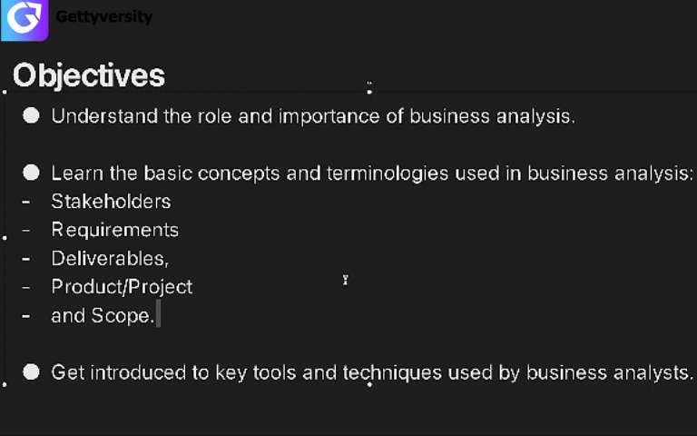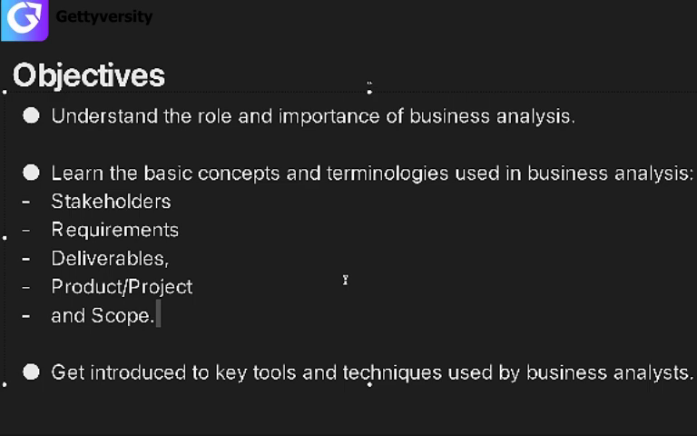So, the third role of a business analyst is to facilitate communication, right? Because a business analyst acts as a bridge between stakeholders and the development team. A business analyst ensures clear communication, right? Because they are the ones that translate business needs into technical specifications and ensure both parties understand each other's requirements and constraints.